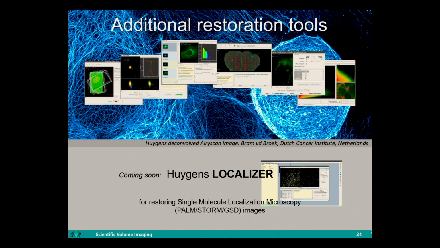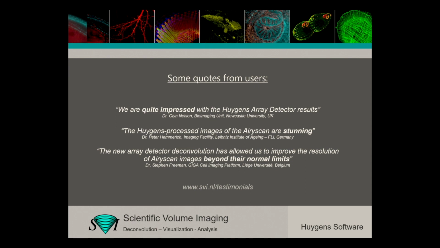Then I want to present to you some quotes from users. Glenn Nelson was quite impressed with the Huygens array detector results. We heard words about stunning results, that the resolution was improved beyond the normal limits. So we got very good positive feedback from our users. You can read more testimonials on our website, svi.nl/testimonials.